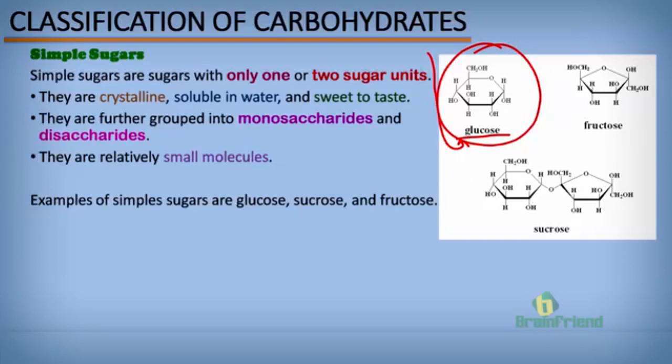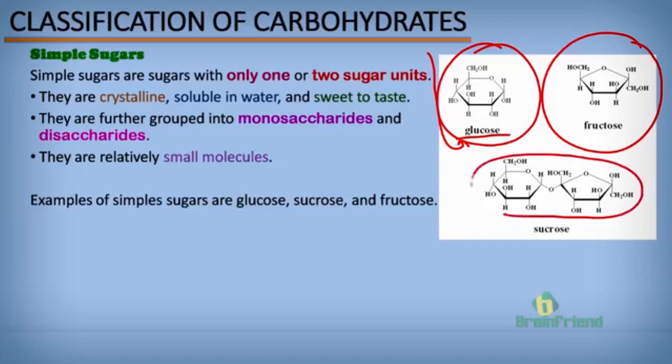So this is a simple sugar. Another example we have here is fructose with just one single sugar unit. Then we have another example here, sucrose, made up of two sugar units. This is one sugar unit. This is another sugar unit. So these are examples of simple sugars.